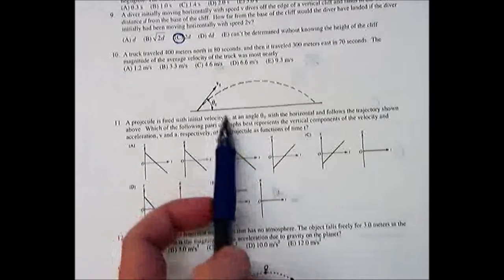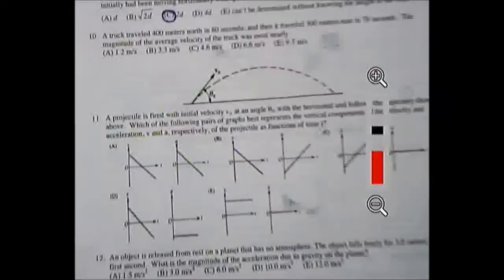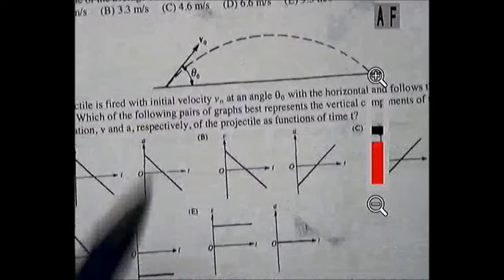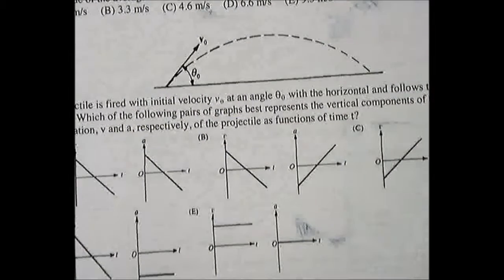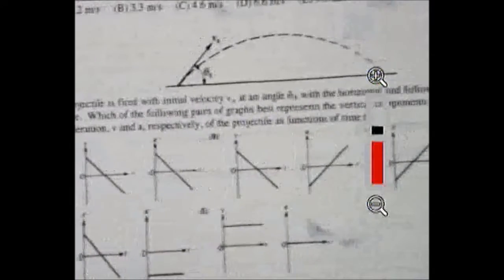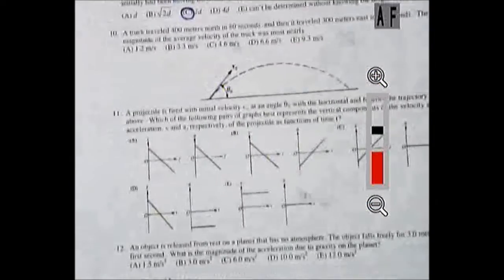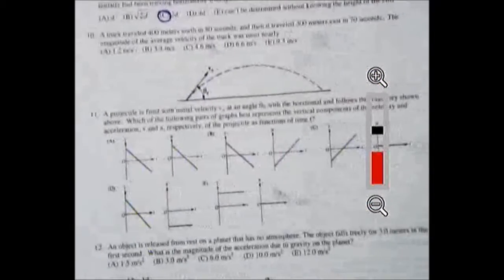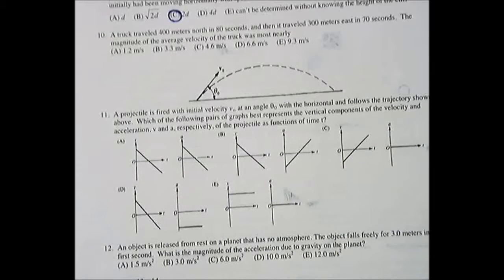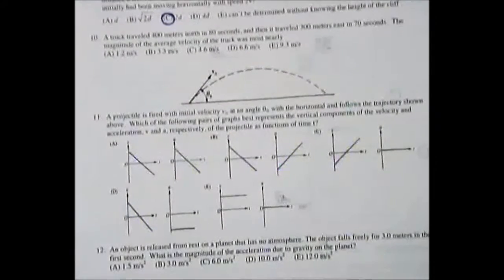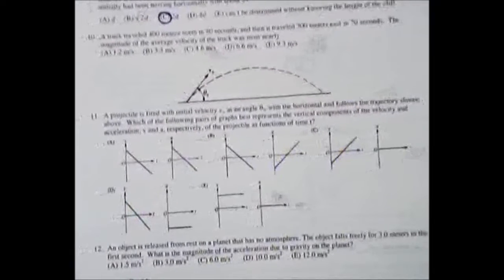Yeah, that's good. Alright, a projectile is fired with initial velocity v naught at angle theta naught. I don't know if you can see it, let's zoom in. That's what the little o means. Afterwards, v naught just means initial velocity. We've been using vi. Vi, v naught, they both mean the same thing. Don't get confused. So it's basically the projectile is fired with initial velocity v and angle theta with the horizontal and follows the trajectory shown above.